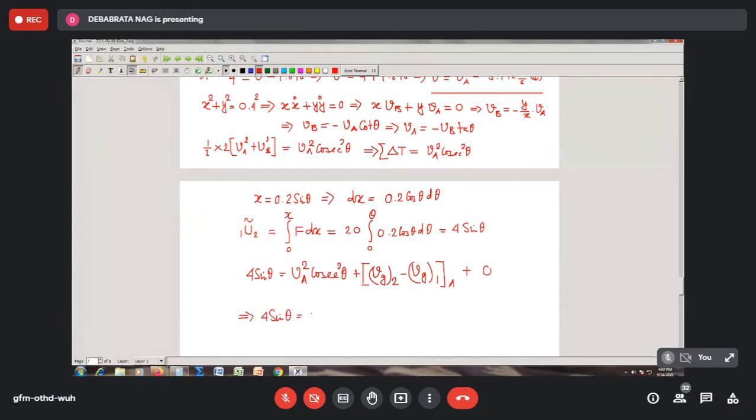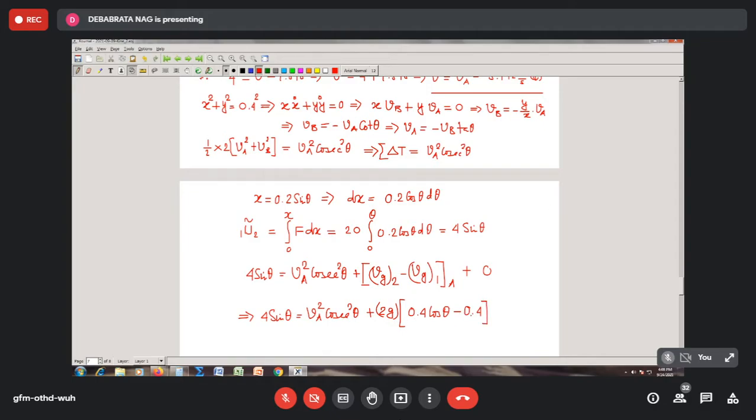This becomes 4 sin theta equal to Va square cosec square theta, and for Vg2 I can take the 2 kg mass as common, so I can take 2g common. Taking this 2g common, I just consider the height. The height at position 2 is how much? That is 0.4 cos theta. Okay, this is 0.4 cos theta. And at position 1 it is how much? It is 0.4. So you see, this is the thing.